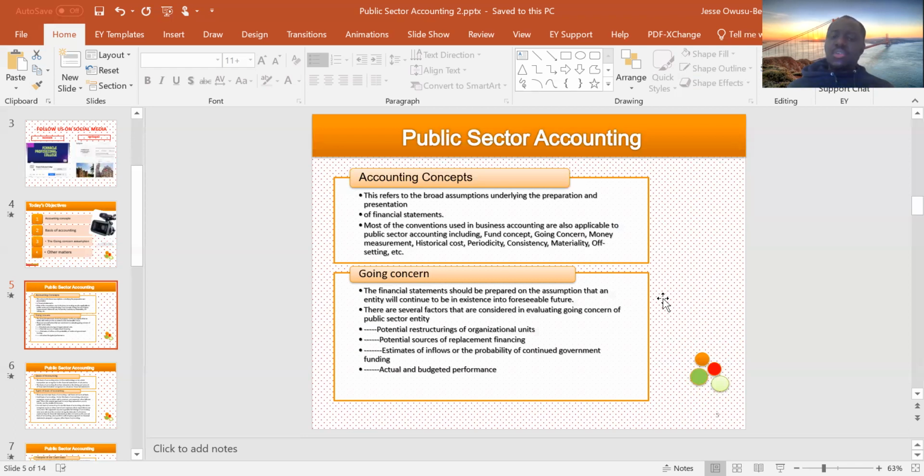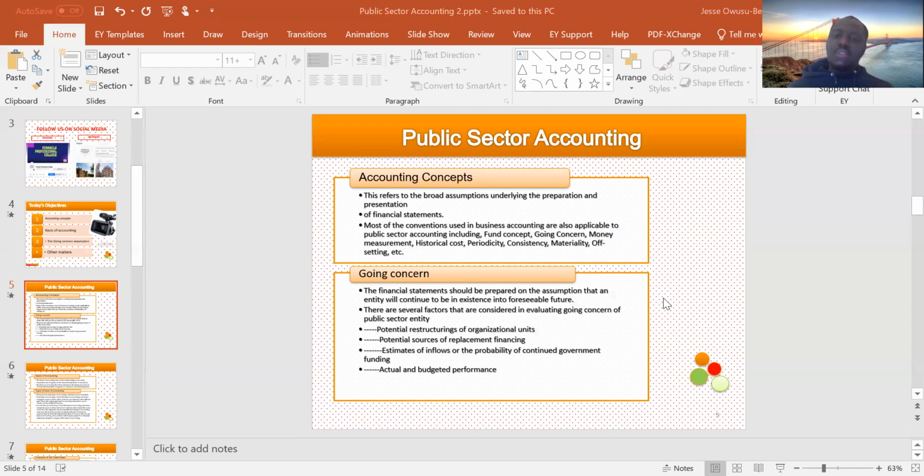Another thing is the estimate of inflows or the probability of continued government funding. If there's going to be continued government funding, then obviously the public sector organization is going to thrive into the foreseeable future. So we will look at things like the estimates of inflow. What is our estimate for the next 5 years in terms of the funds that are coming in to support the public sector organization? Is it lacking or is it there? If it's lacking, then it means that going concern might be a problem because the organization may not be able to exist into the foreseeable future in that case. Very, very important.